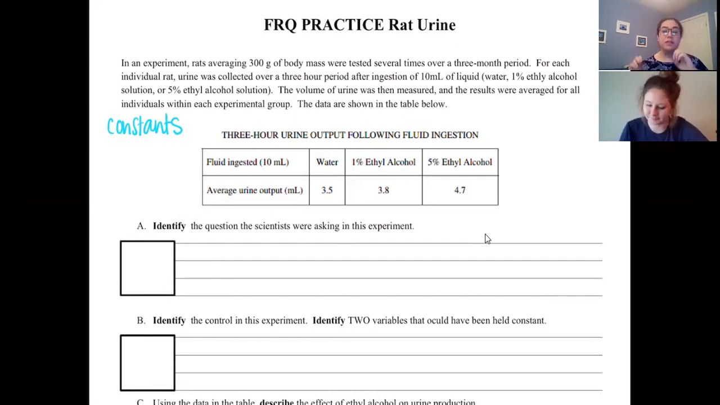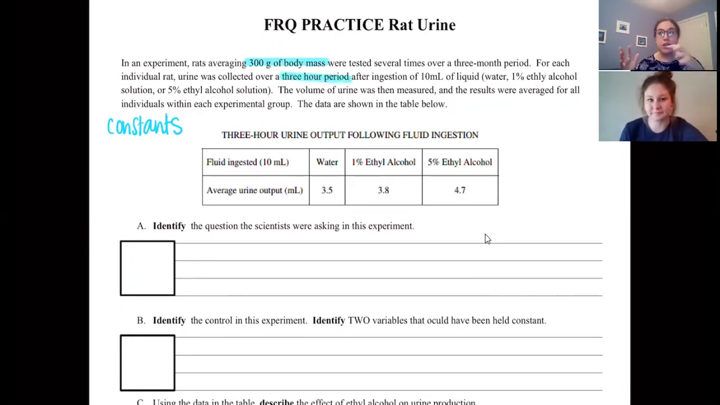So we're looking for things that were given to each experimental group that remained the same. The first one that stands out to me is that the rats were averaging 300 grams of body size. So the rats were roughly the same size compared to each other across each experimental group. Another thing that I noticed as I was reading is that the urine was collected in a 3-hour time frame. So that 3-hour time frame was the same for each of those rats.